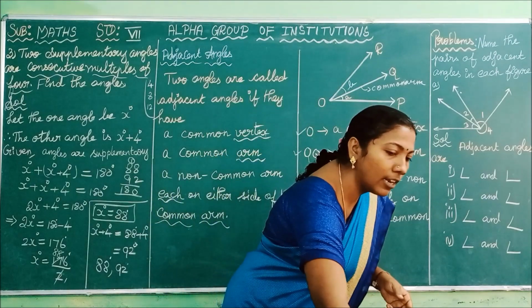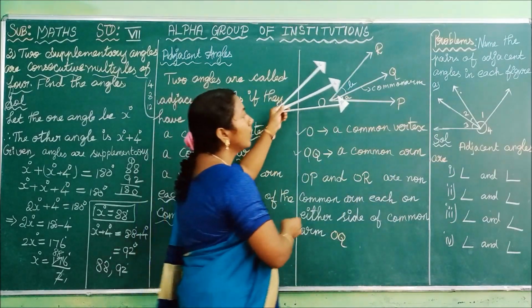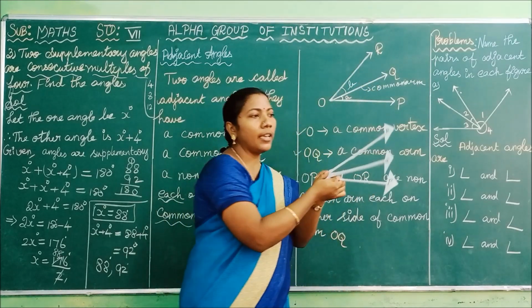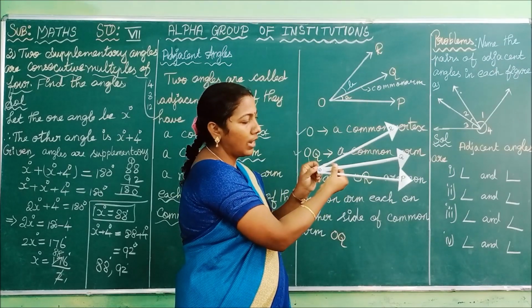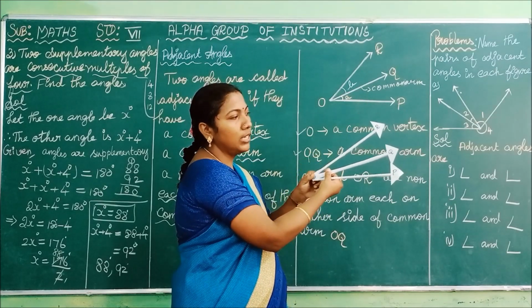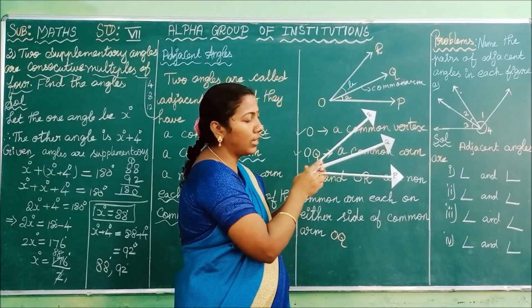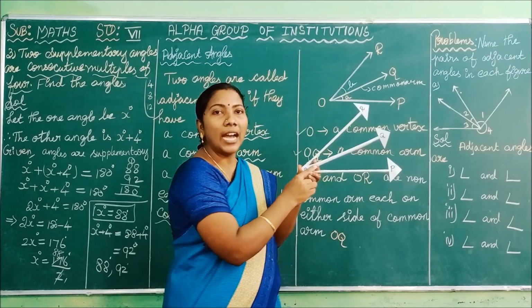See here, children. This is a model for adjacent angles. See, this is OP, OQ and OR. This is one ray, OP, and OQ, OR. These are the three rays forming two angles. This is one angle, this is one angle. These two angles are said to be adjacent angles.